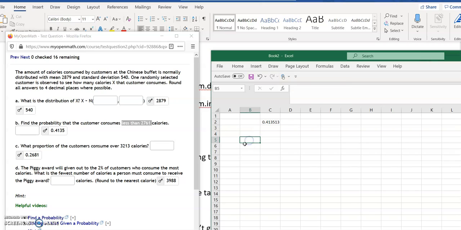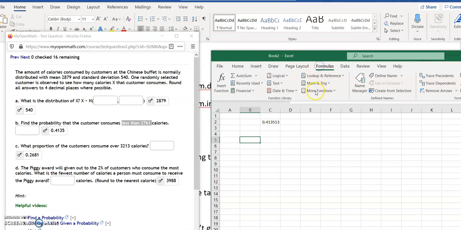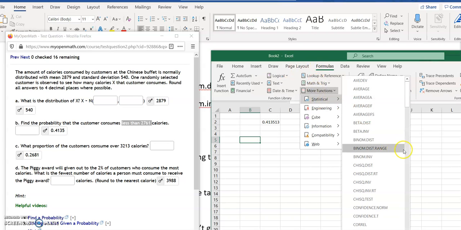However, in the next part, they're asking for greater than, okay? You're going to find the less than. Remember, Excel always does less than. It doesn't calculate greater than for you. You just have to know when you're calculating greater than, you get your answer and subtract it from 1, right? So we do the same thing for part C, okay? Formulas, more functions, statistical, norm.inv.